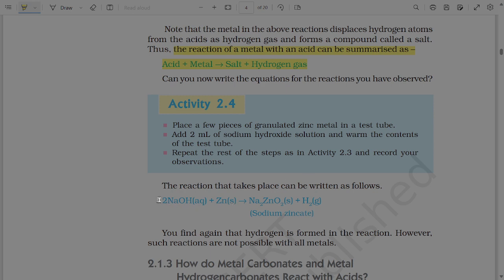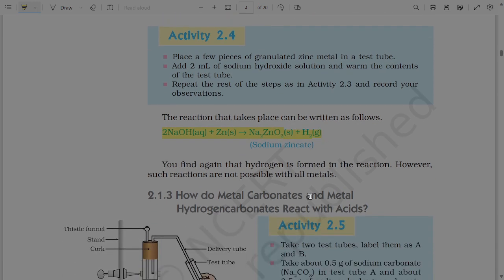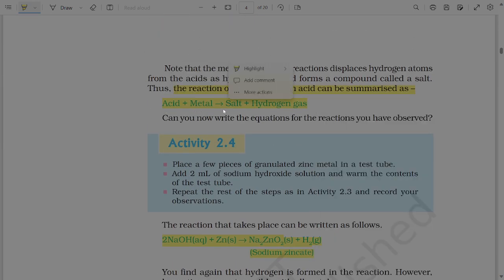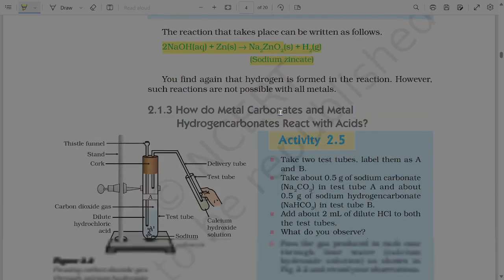So the following reaction takes place. Sodium hydroxide added with zinc gives us sodium zincate, Na2ZnO2, and hydrogen gas. Sodium zincate here is a salt, which shows that a base, when it reacts with a metal, gives us a salt and hydrogen gas is evolved. So, acid plus metal gives salt and hydrogen gas.